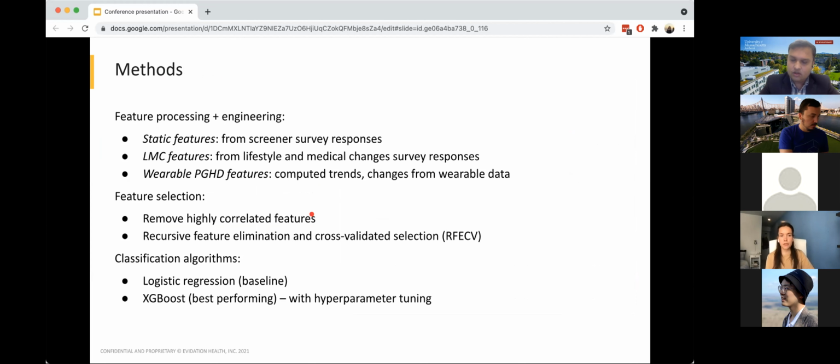So let's discuss the methods. First of all, we start out with feature processing and engineering, where we generate 3 groups of features. We have the static features from the screener survey responses, because we do not document any changes in these features throughout the study, so we consider them static. Then we have the LMC features generated from the lifestyle and medical changes survey responses, which are completed monthly. And then we also have the wearable PGHD features over a span of 2 weeks, in which we compute statistical trends and changes, and we fit linear regression models on step and sleep data.